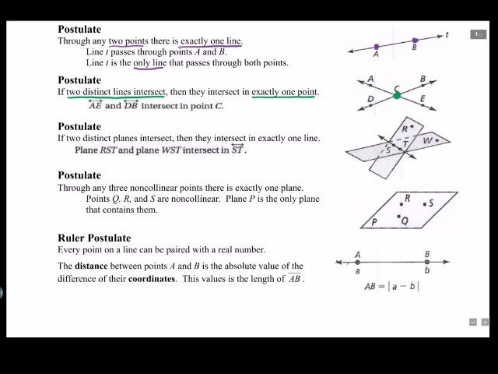The next one is possibly not as intuitive as the other ones are, but when we think about it here, it'll be okay. If 2 planes intersect, they intersect in exactly 1 line. Now, you might think you're going to have some trouble with this, but I told you to think about geometry, think about the world around you as this 3-dimensional set of an infinite number of points.